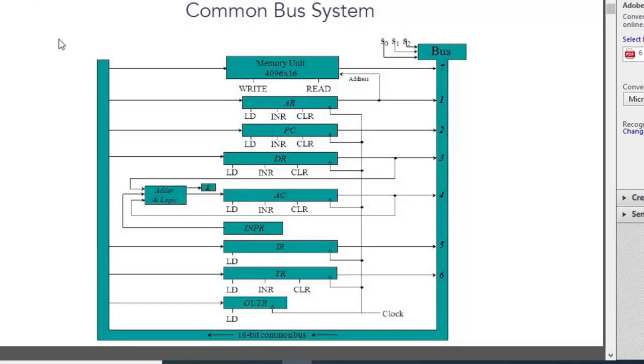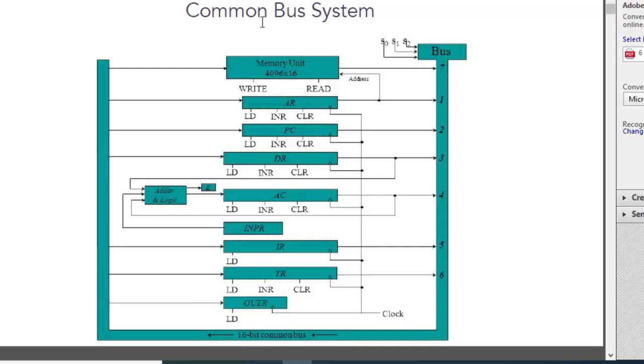Hello everyone, in today's lecture we are going to discuss the 16-bit common bus system. Now in this diagram you can see that this dark blue line is showing the 16-bit common bus. Here at the bottom it's written 16-bit common bus.